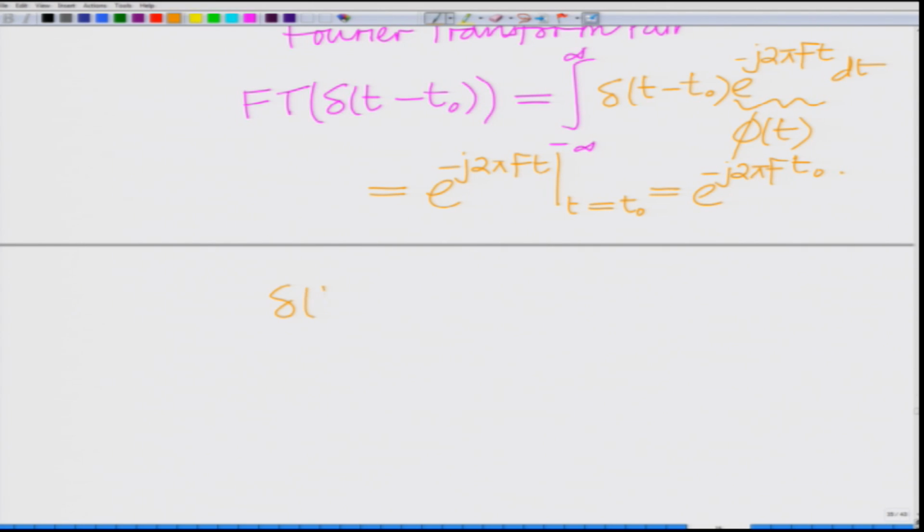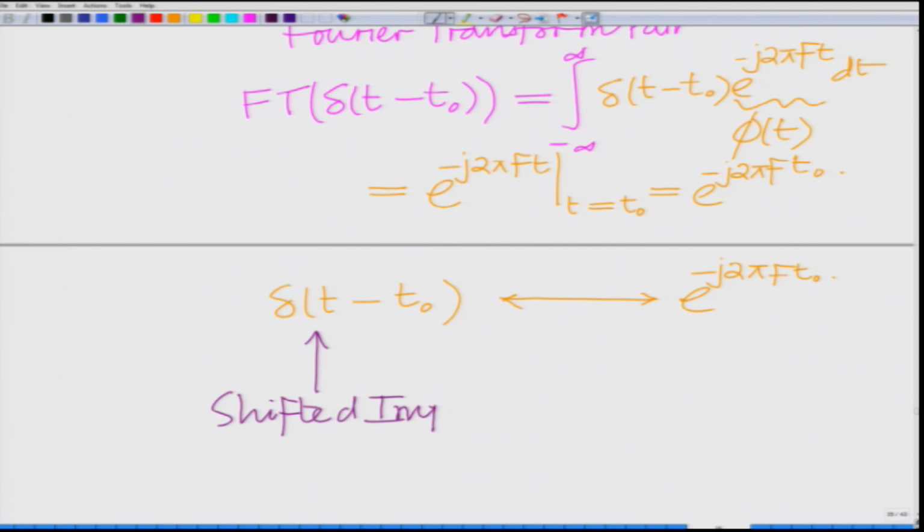So for delta t minus t naught, that is the shifted impulse, the Fourier transform pair is e to the power of minus j 2 pi f t naught. Notice that this is the shifted impulse, and this e to the power of minus j 2 pi f t naught is in the frequency domain. Remember, this is in the frequency domain, not the time domain. So this is a complex sinusoid in the frequency domain.